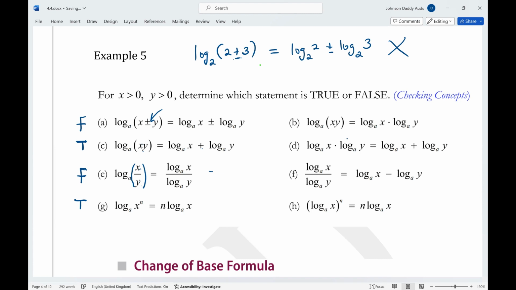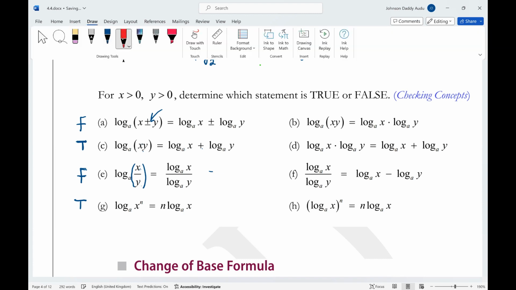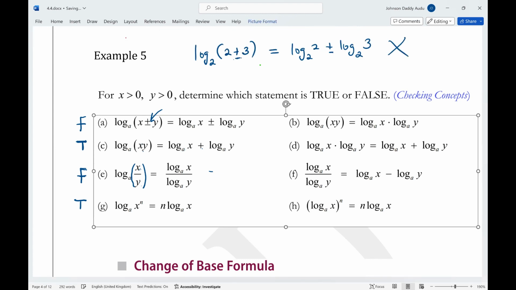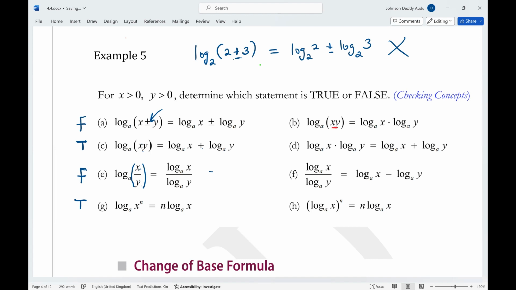So let's go back to B. If we look at B here, so for B, is B true? You have multiplication, log to base a of x times y. Is it going to be log to base a of x times log to base a of y? In other words, if you have log to base 3 of, let's say, 5 times 3, is it the same thing as log to base 3 of 5 times log to base 3 of 3? No, this is not true. So this is a multiplication. So here also is going to be false.